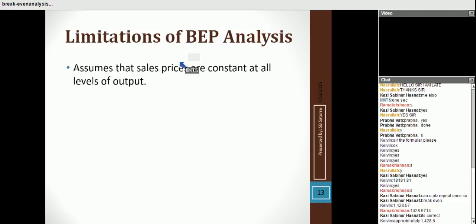Break-even analysis assumes that sales prices are constant at all levels of output. Right now, in day-to-day business activity, what happens? Sometimes sales is more or sometimes sales is less in a month or in a quarter. So while using this formula, we assume that the sales prices are constant throughout, which practically does not happen.